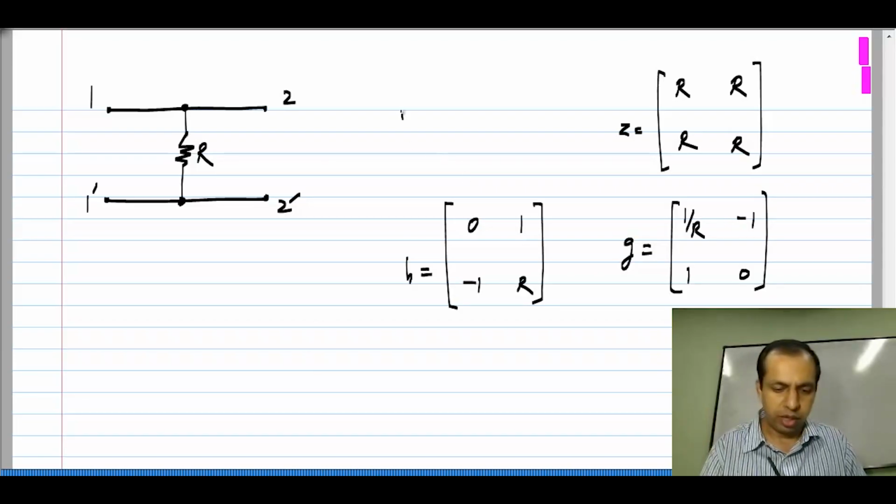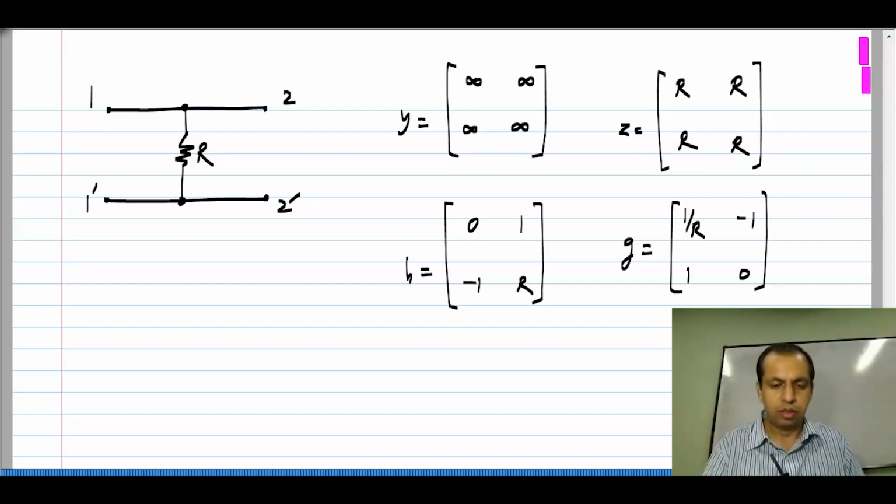But if you do try to calculate the Y parameters, they turn out to be all infinite. You should have guessed this because in this Z parameter matrix, the 2 rows are identical. So, this cannot be inverted, you will get infinities. Also, if you short circuit this port, you have infinite conductance looking in from port 1. So, that also tells you that these parameters will be infinity. So, this is an example where Z, H and G parameters are well defined, but the Y parameters are not.